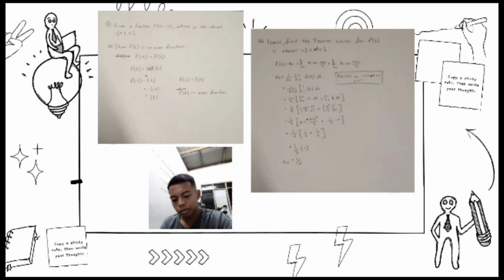Last step is 1 per 2 bracket 1 per 2 plus 1 per 2, 1 per 2 kurungan 1. A kosong sama dengan 1 per 2.